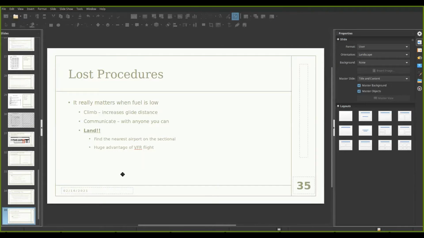Loss procedures. Climb for a couple of reasons. First of all, it increases your glide distance. If you have some sort of emergency, you have more time to descend and to find a place to land. But more importantly, it also gets you back into contact with line of sight navigation and communication. So if you're too low, you might not be able to contact the tower nearby or whatever. Climb, get into that line of sight, and now you're able to talk to someone and they can help you figure out where you're at.